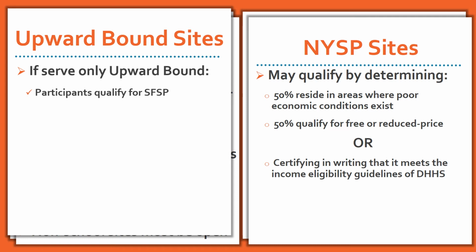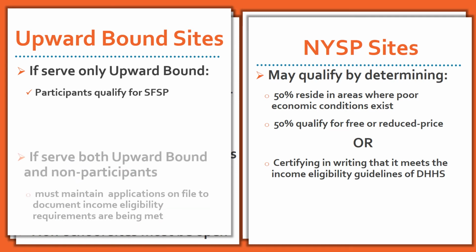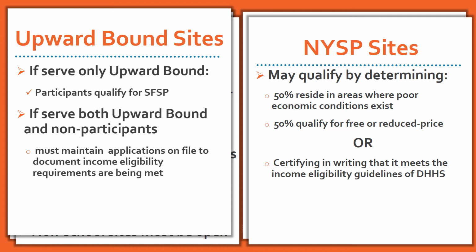Closed enrolled sites that are not area eligible and that serve both Upward Bound and non-Upward Bound participants must maintain applications on file to document that enough children meet the individual income eligibility requirements to satisfy the 50% threshold required for closed enrolled sites.